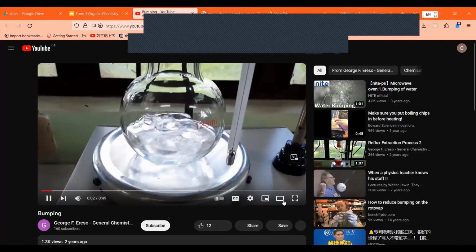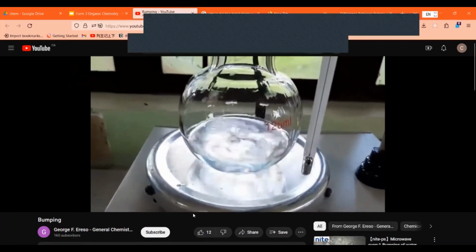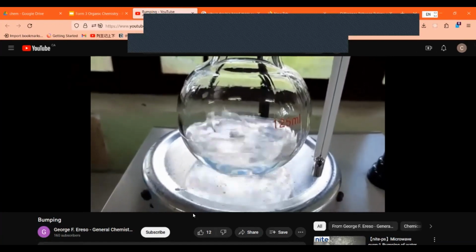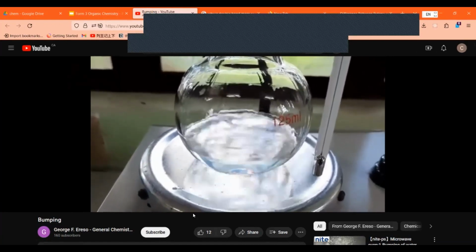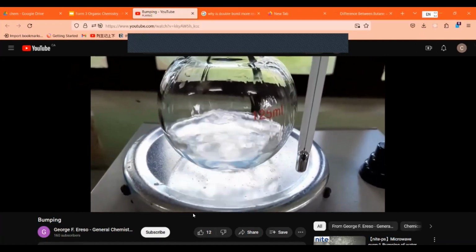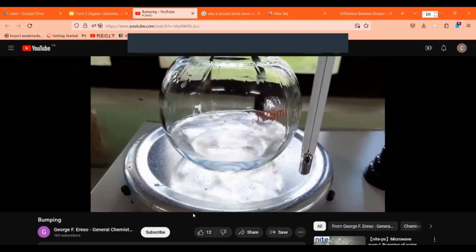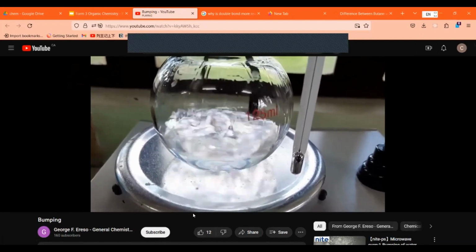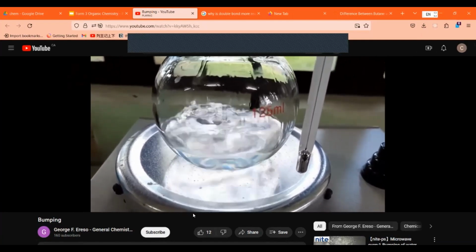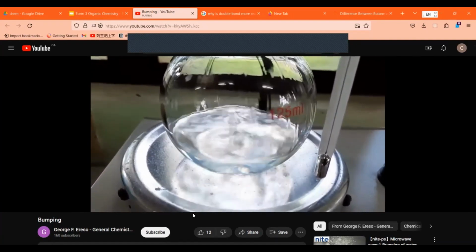Okay, class, this is what we refer to as bumping. A sudden, abrupt, large boil bubble that comes out of our reaction. So this is a bumping event. To prevent this from happening, we can make use of a magnetic stirrer to stir the liquid inside, or we can make use of boiling chips or boiling glass to deliver small bubbles instead of one large evaporation bubble like this one.